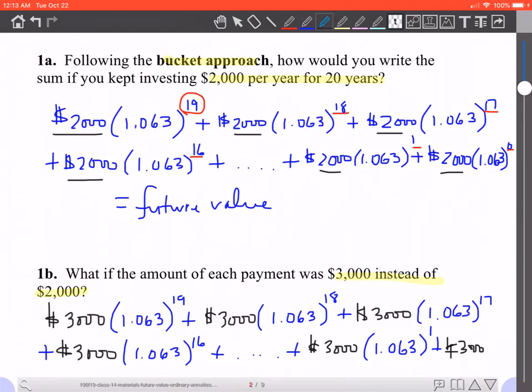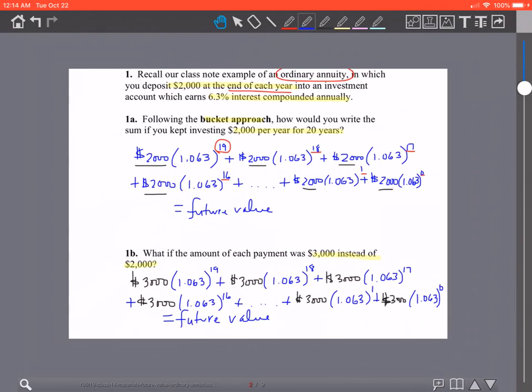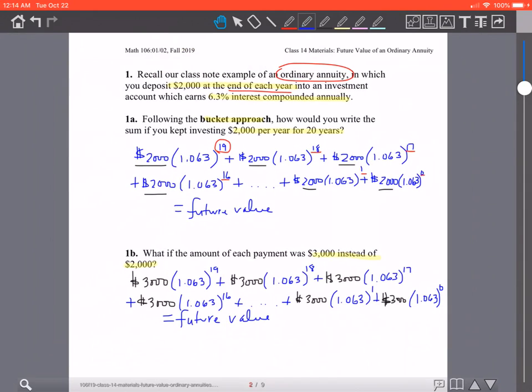Should we think about that for a little bit while I finish writing this? I'm going to try to squeeze it in there at the end. 0.063 exponent of 0. So this future value would be larger than the future value we just calculated in part A because our deposits are larger as well. Again, we didn't calculate the actual future value, but if you had a calculator, plugged it in, you'd be able to tell that's definitely going to be much larger.